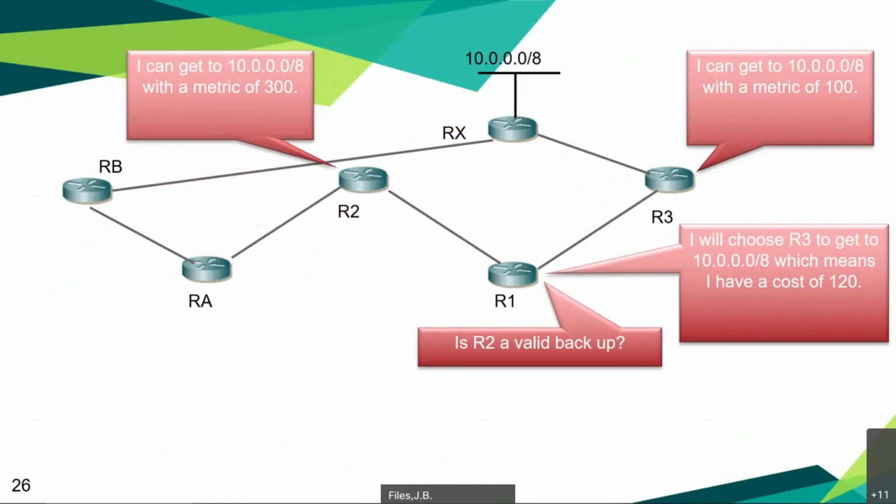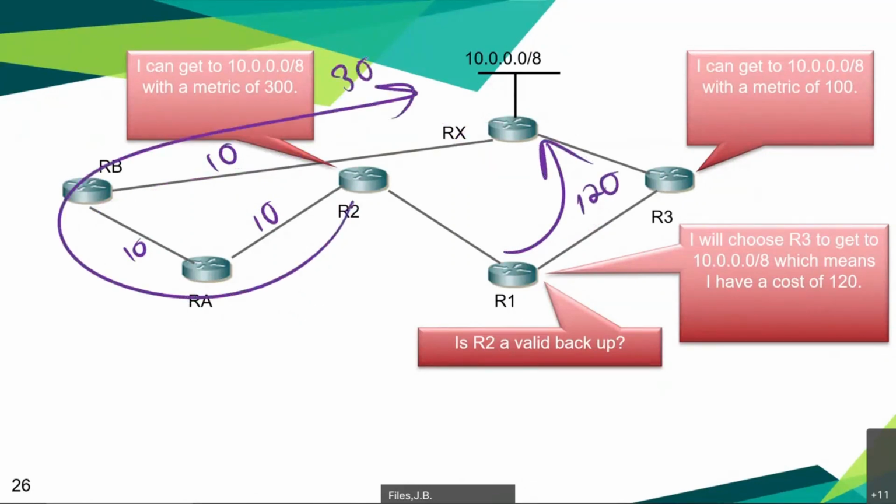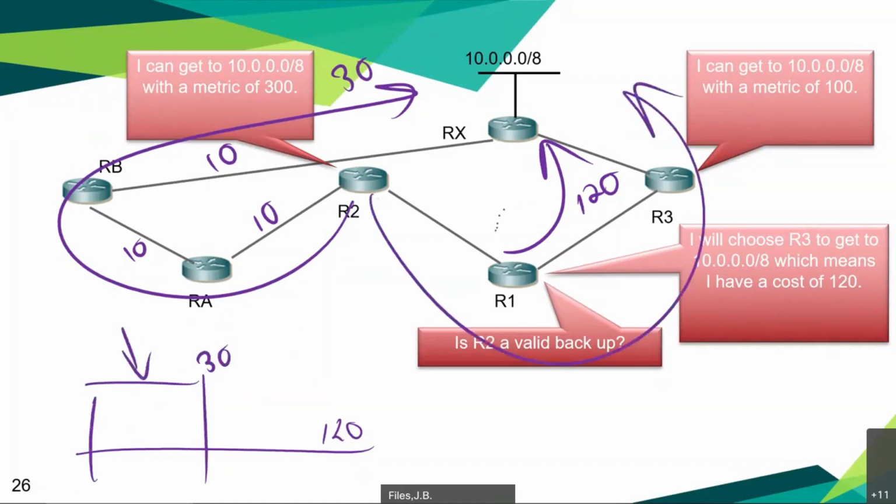Okay. Again, if each of these were super fast links, then we have our metric, our feasible distance, and then we have the reported distance. This is too short. So this path cannot be looping through us, because if it did, it would have to be at least 120 if it was looping through us. Does that make sense? Yeah. Got it. Okay.